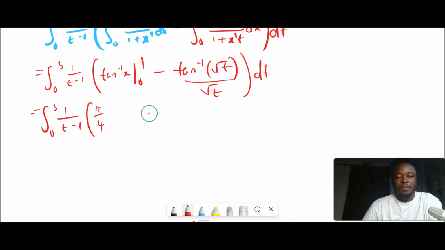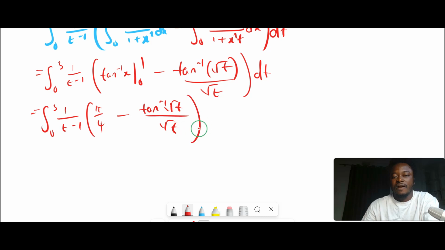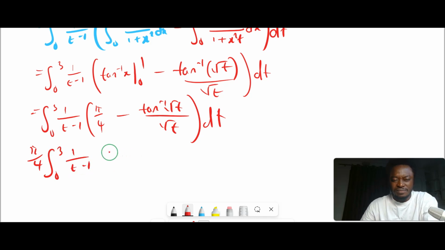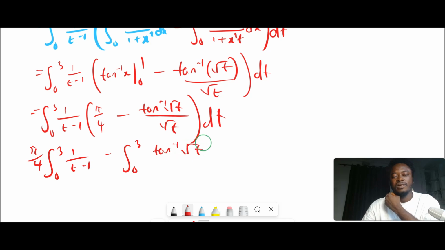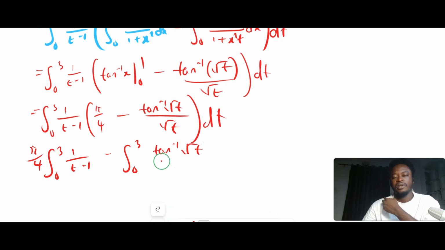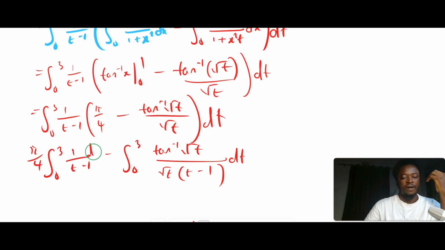So you have pi over 4 minus, still tan inverse of square root of t over square root of t dt. Now we have pi over 4 times the integral from 0 to 3 of 1 over t minus 1, minus the integral from 0 to 3 of what? Tan inverse of square root of t, all divided by square root of t times t minus 1, dt, of course.